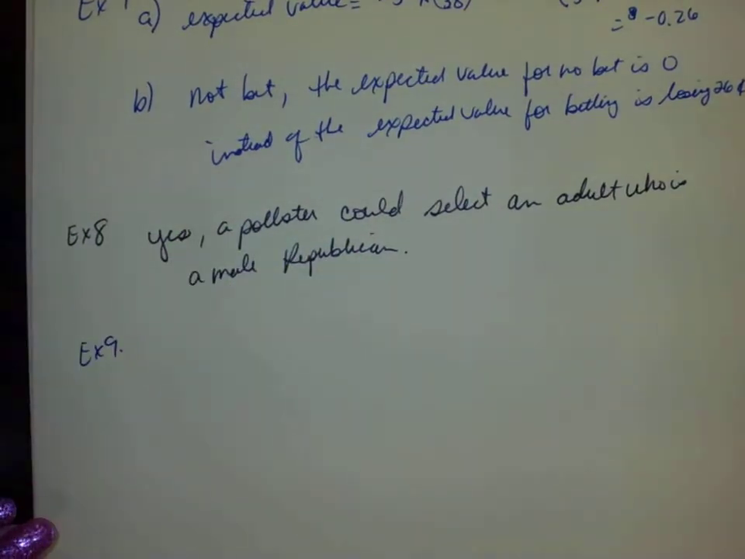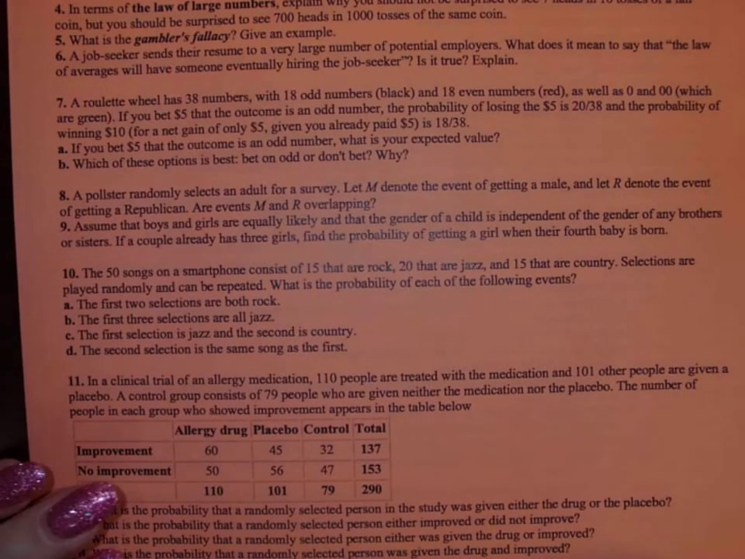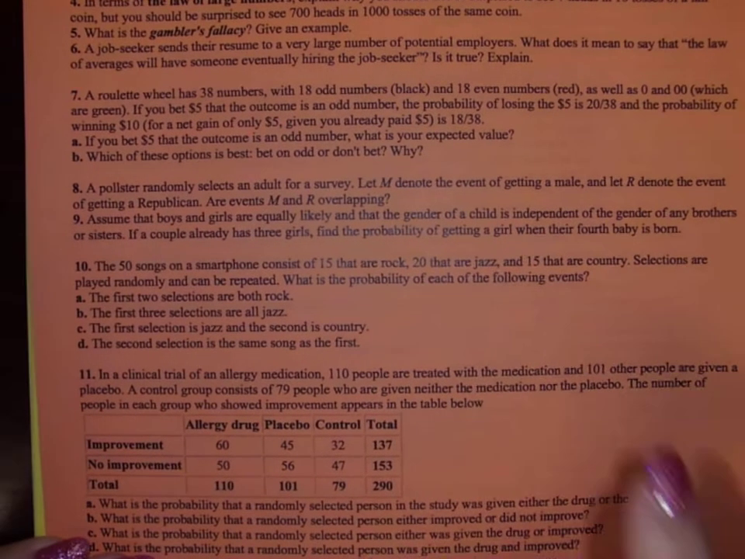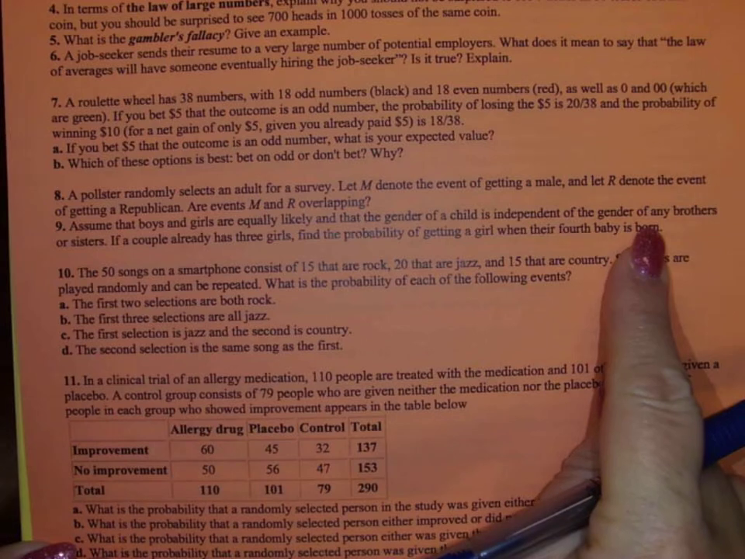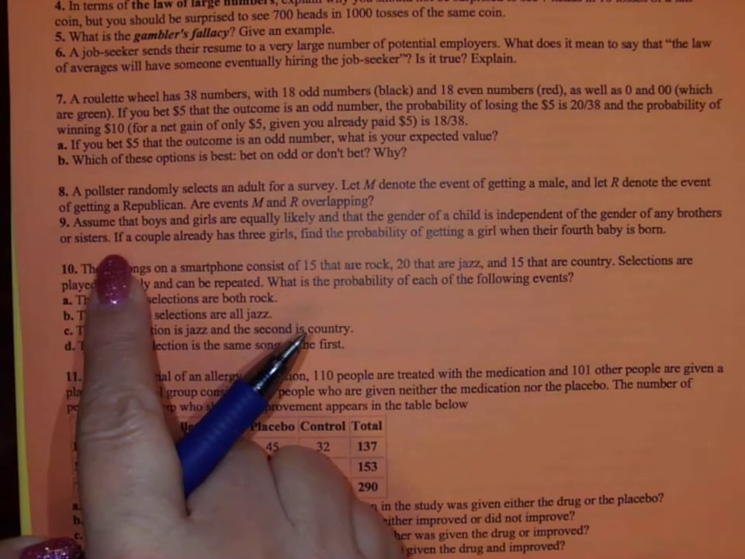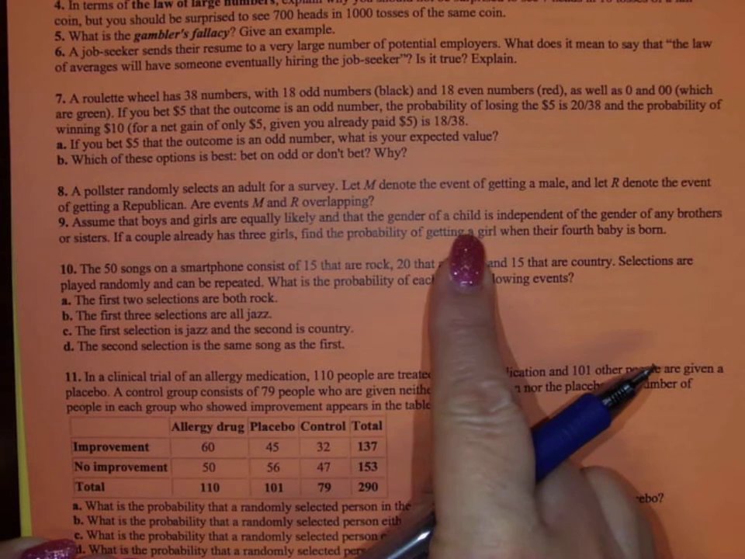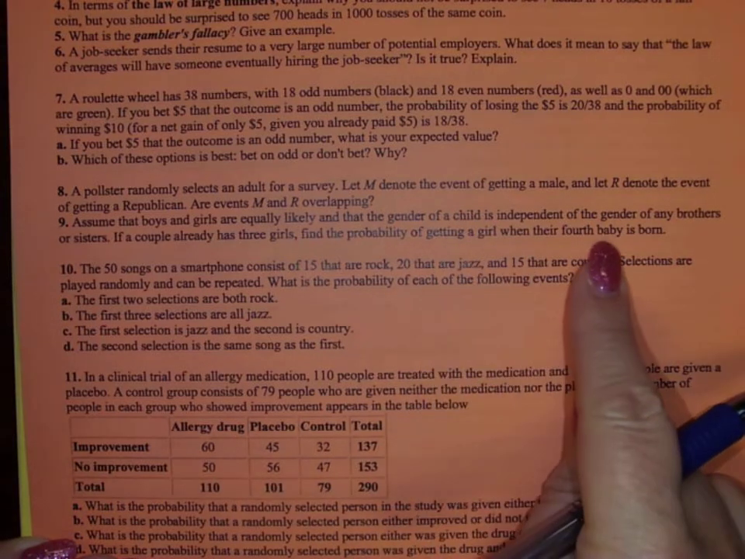Number 9. Assume that boys and girls are equally likely and the gender of a child is independent of the gender of any brothers or sisters. If a couple already has 3 girls, find the probability of getting a girl when the 4th baby is born.